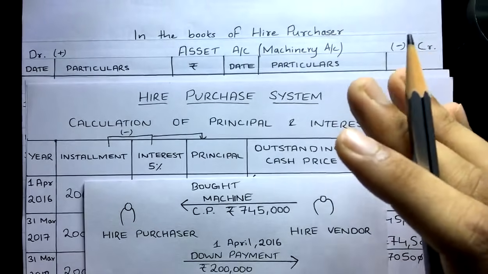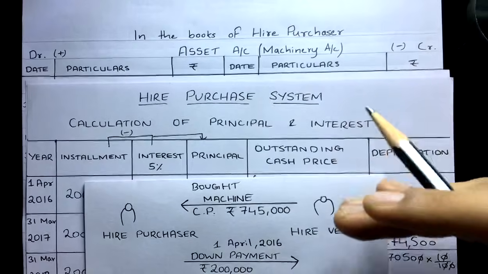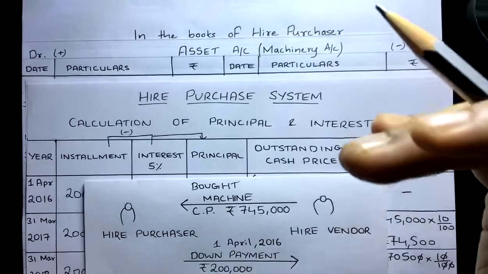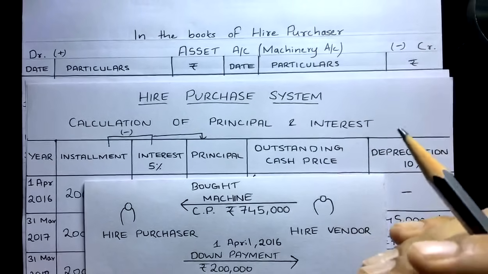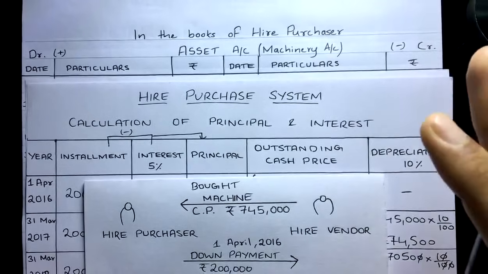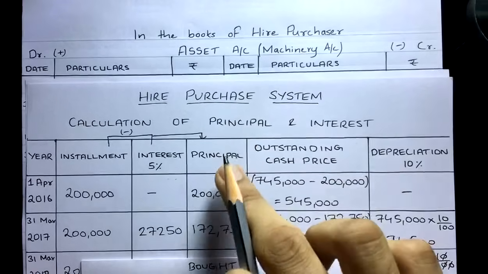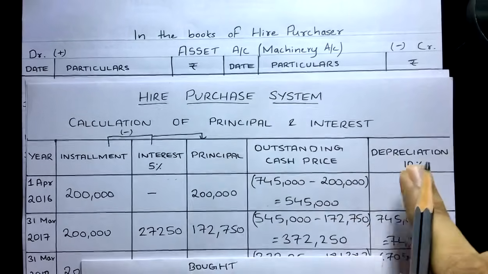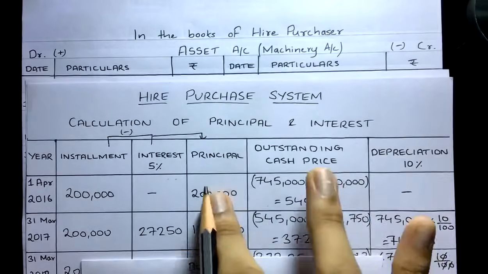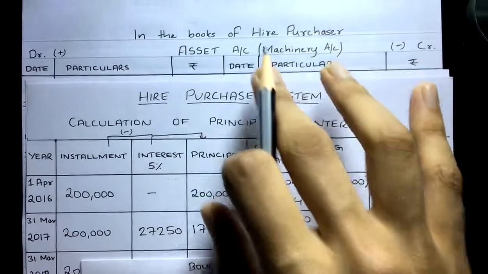So we are going to make the purchase postings every year because we are purchasing the asset every year. We are making the payments for the asset every year, all right? And to prepare the asset account, you have to keep the focus on these two columns, on principal and depreciation. These two columns are very important over here to prepare this asset account.